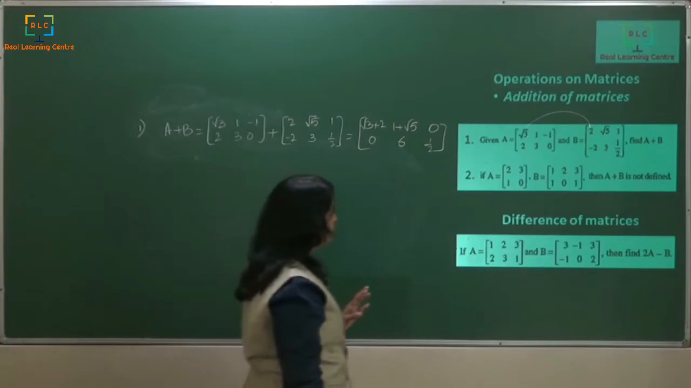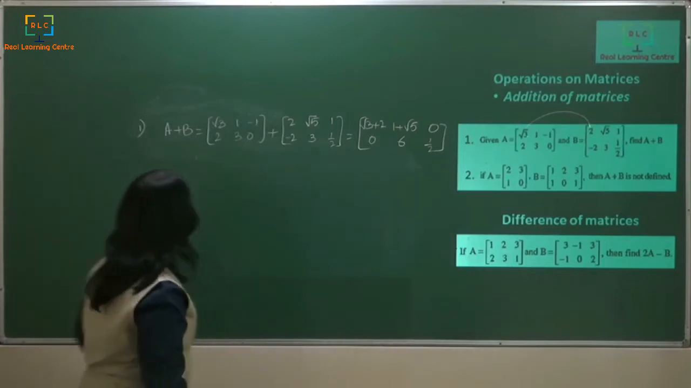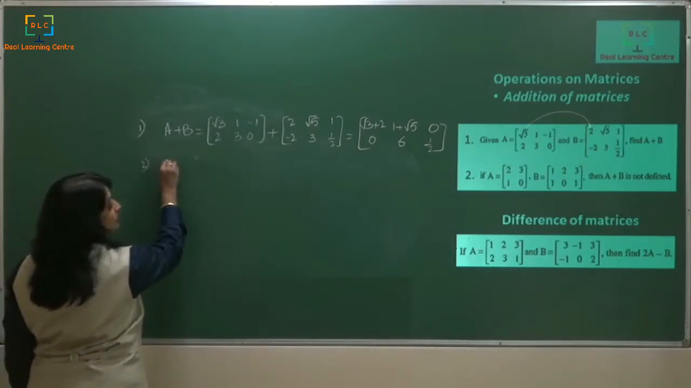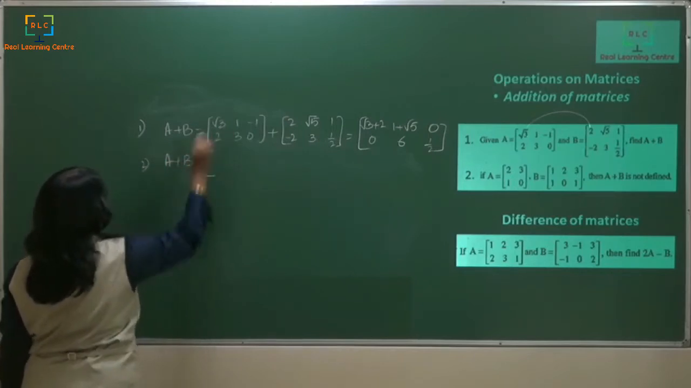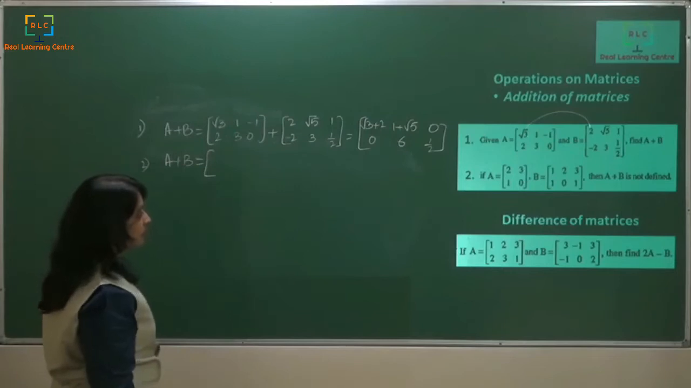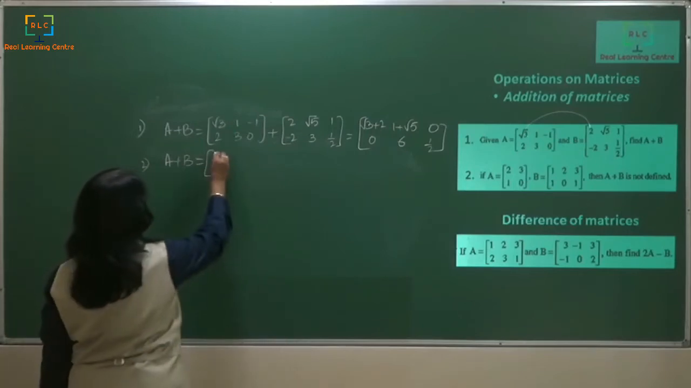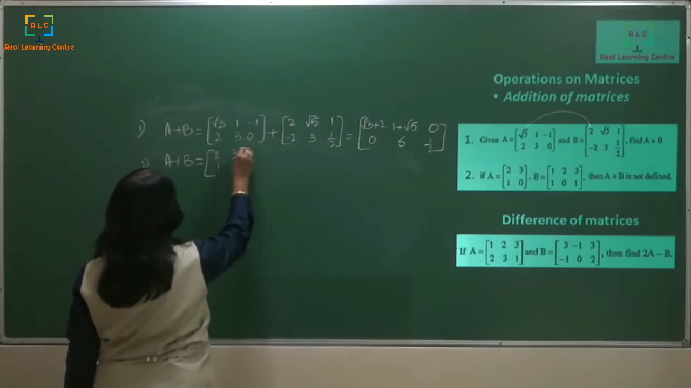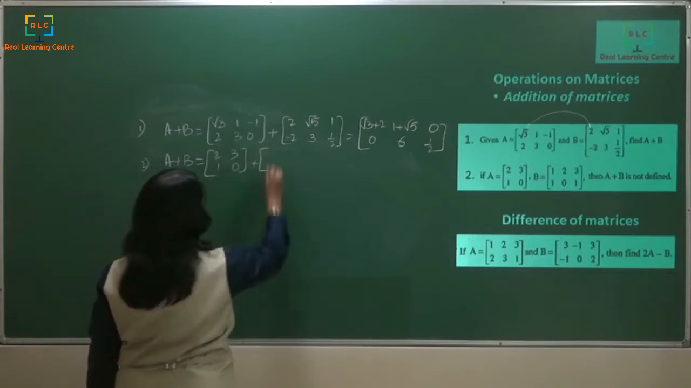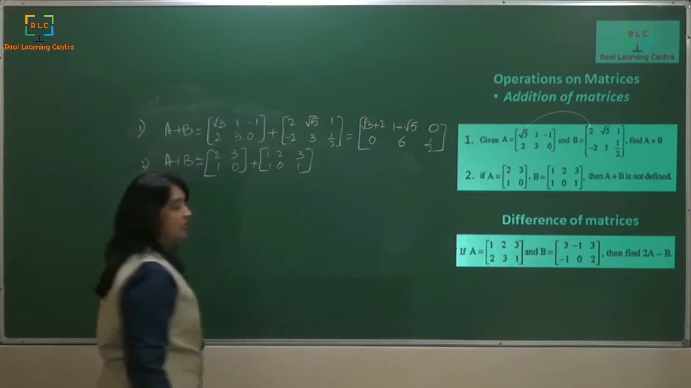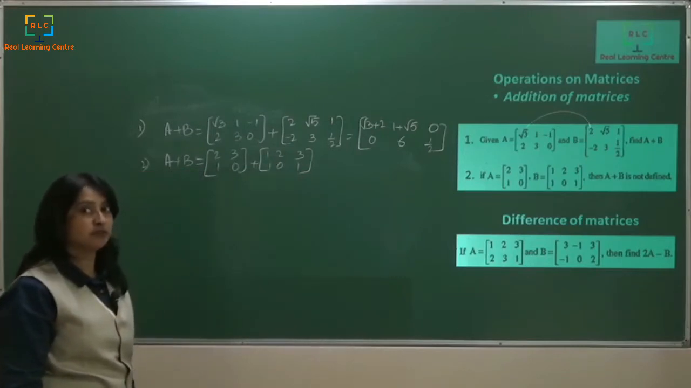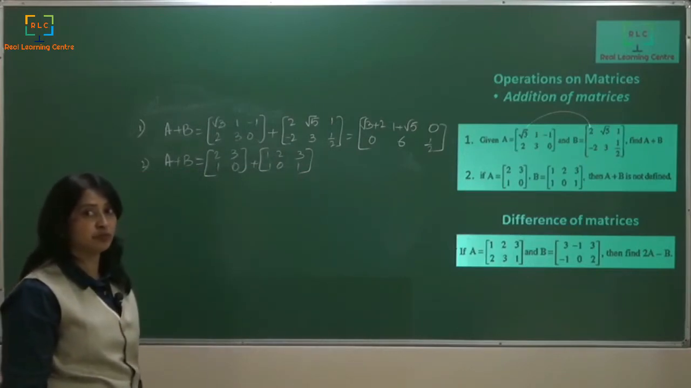See here in the next problem, let me finish question number 2 also. We have question number 2. Again they are telling us to add A plus B. Here we had taken irrational numbers. They have only whole numbers here. 2, 3, 1, 0 as A matrix plus B matrix is 1, 2, 3, 1, 0, 1.